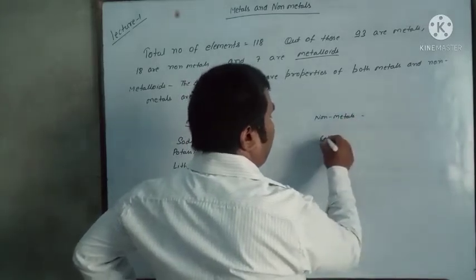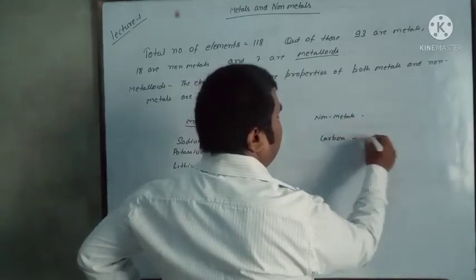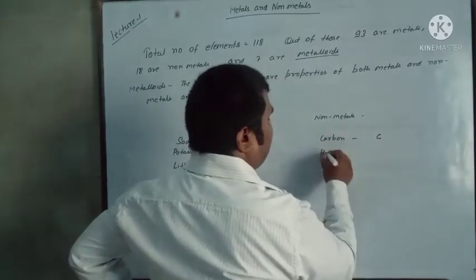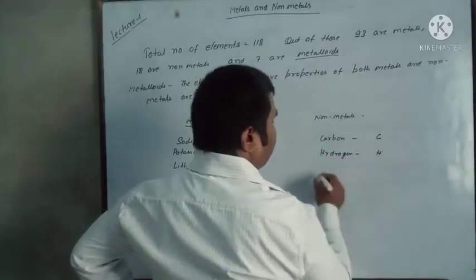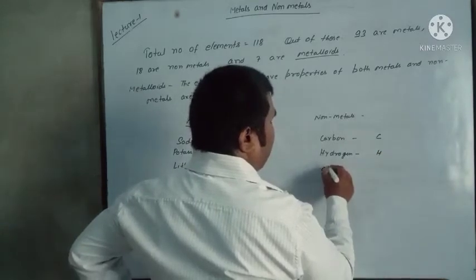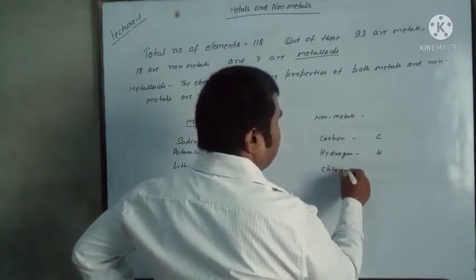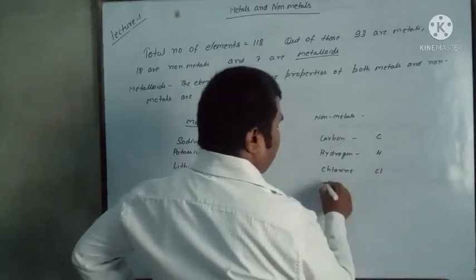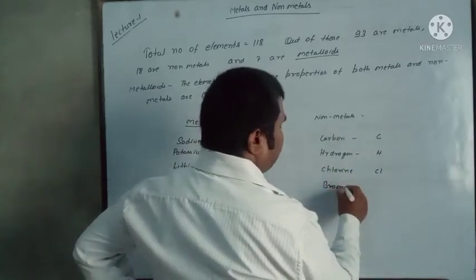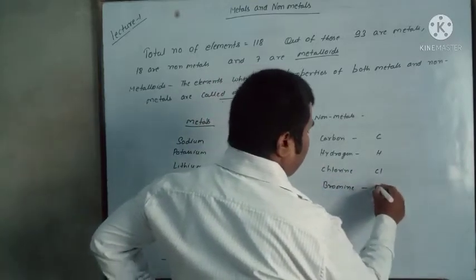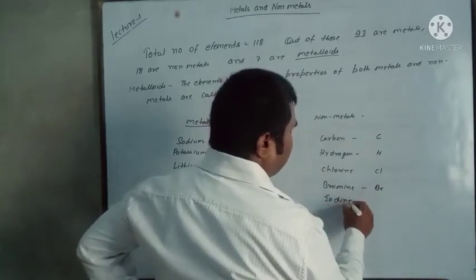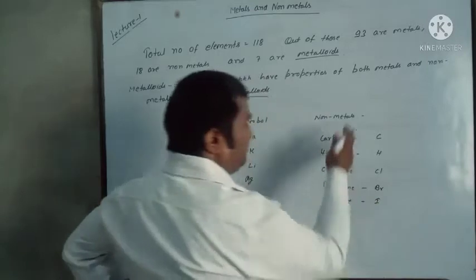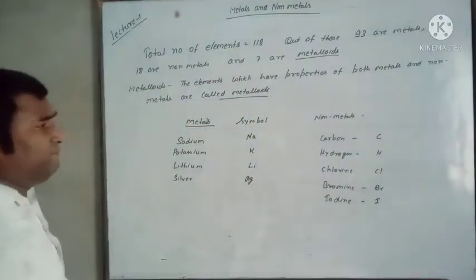Some non-metals are carbon, C; hydrogen, H; chlorine, Cl; bromine, Br; iodine, I. These are some examples of non-metals.